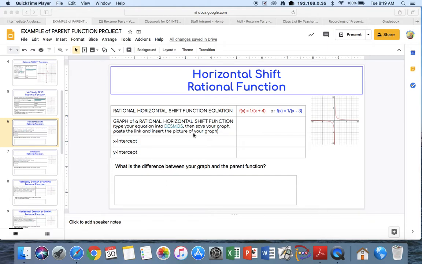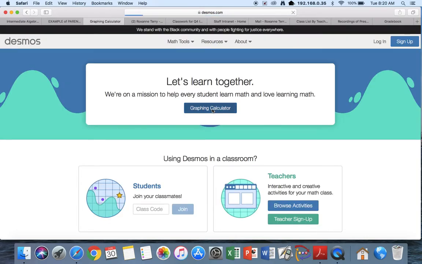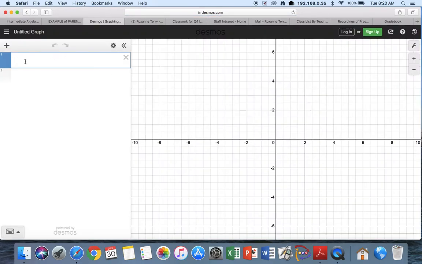I'm going to explain how you're going to do the horizontal shift, and I'm going to do a rational function, or sometimes you can hear it called the inverse function. So once again, just like yesterday and the day before, we're going to take this equation that I gave you and type it into DESMOS. So I'm going to bring up DESMOS. Go to graphing calculator, and I'm going to type this in.